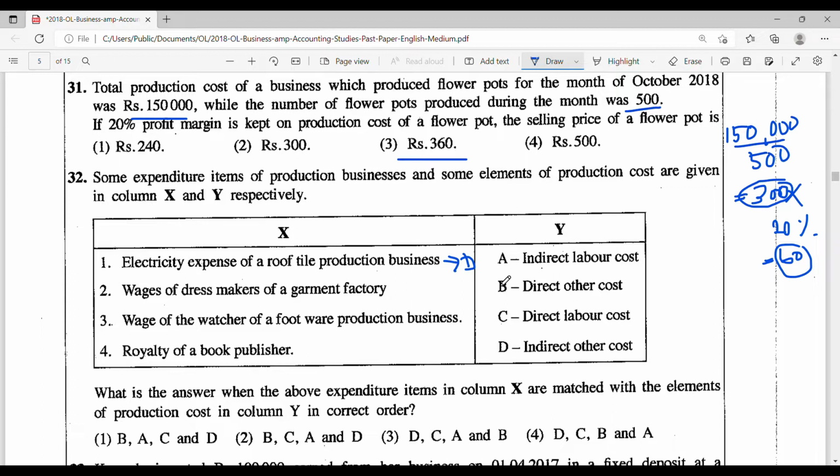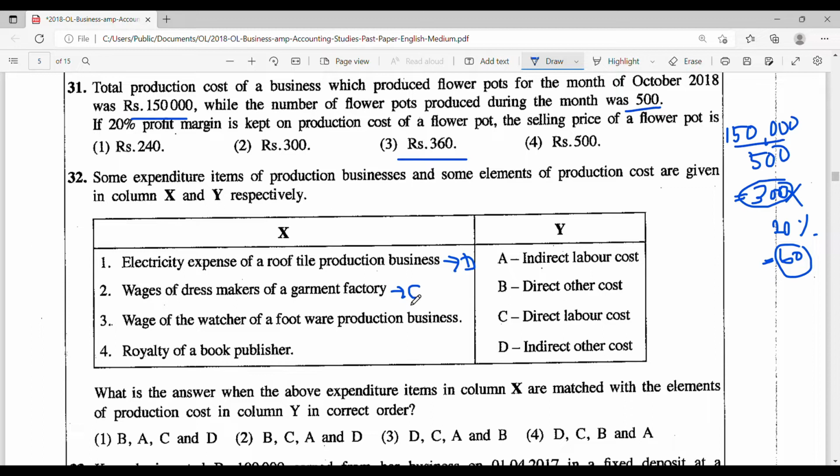Wages of dressmakers of a garment factory. Now this is a labor related cost. Now you have to decide whether it's direct or indirect. Can you gauge the wage you have to pay per unit production? Of course, yes. You can directly quantify their output to their labor. So, this will fall into direct labor cost category. So, here it will be C.